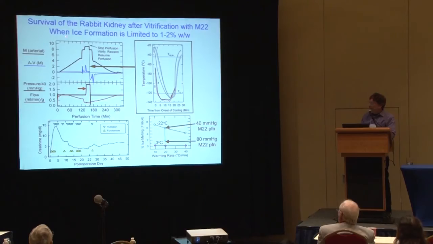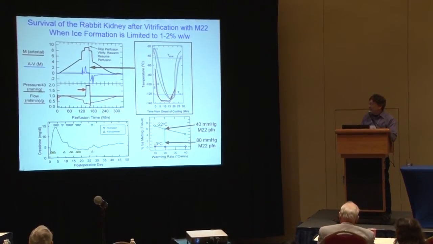But here's a case in which we could do something, and the kidney not only survived the perfusion process, it actually survived after being vitrified and rewarmed and transplanted. And so the trick here is to increase the perfusion pressure for a limited time, just for 20 minutes, and then take the kidney out, vitrify it, warm it back up, put it back in the perfusion machine, drop the pressure back down to normal.